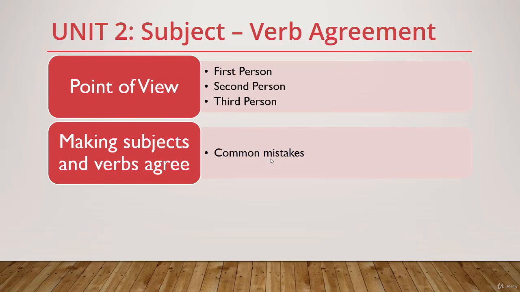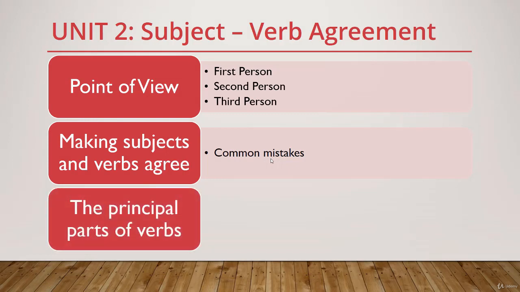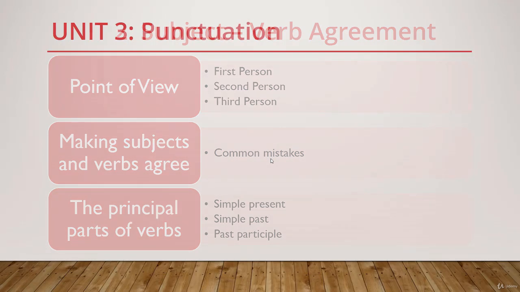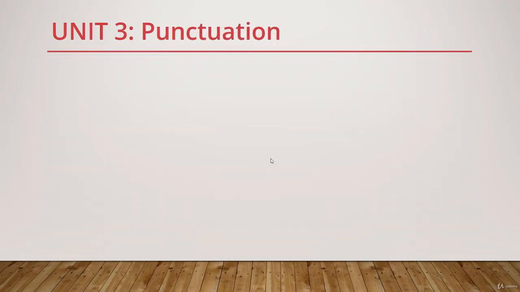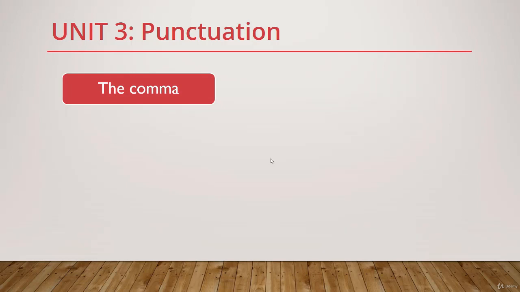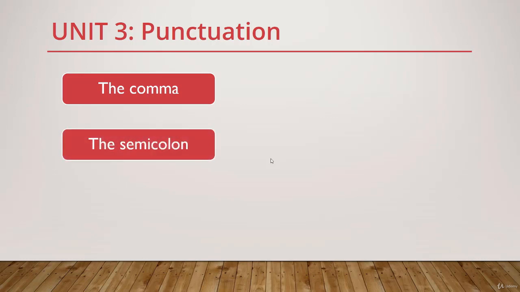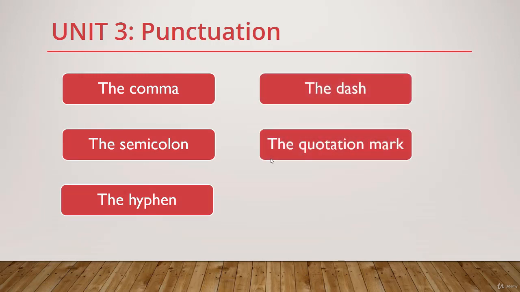We'll finish Unit 2 with the principal parts of verbs. This is the simple present, the simple past, and the past participle. Unit 3 will examine punctuation. We'll look at the most common areas for punctuation and the most challenging areas to most writers. For example, the comma, the semicolon, the hyphen, the dash, the quotation mark, and how to properly use italics.